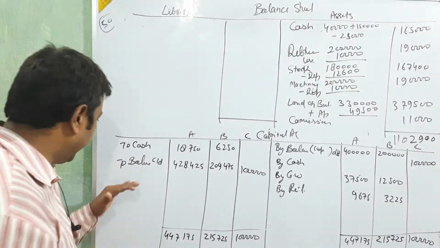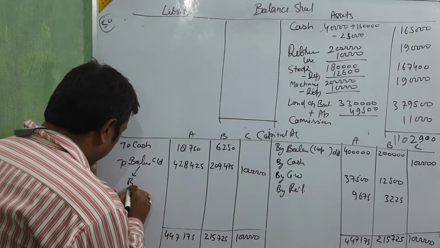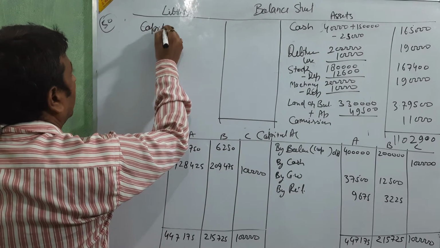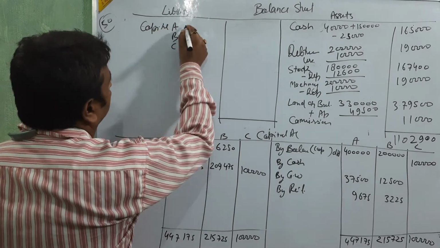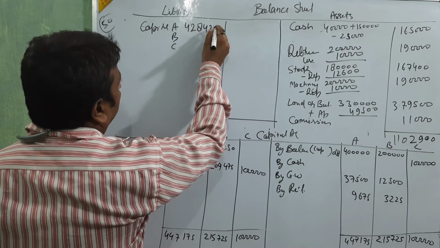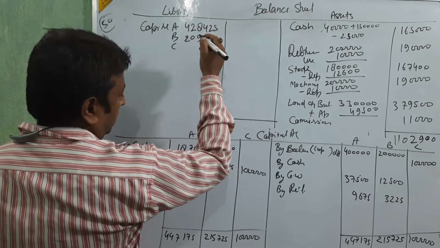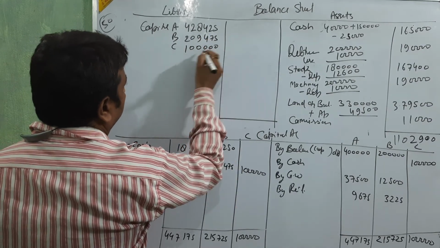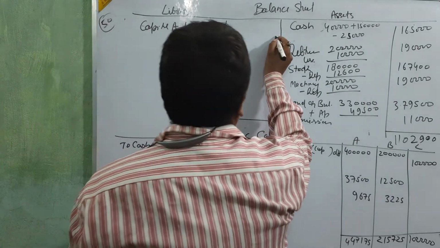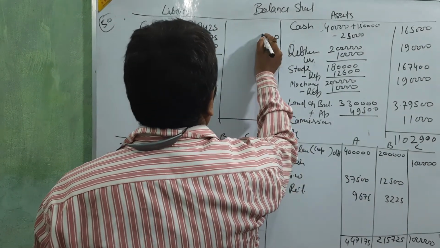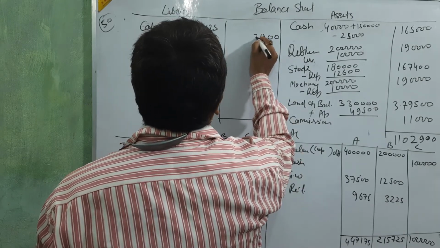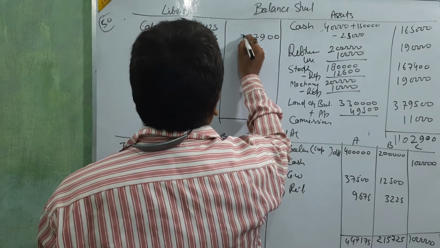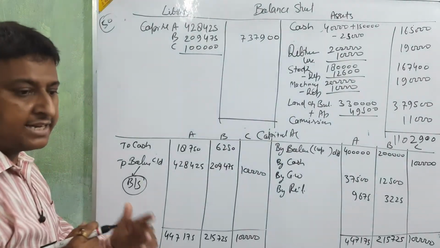In the liability side, first we are going to show the capital, and this capital we show on the balance sheet. Just show the capital of A, B and C, and then take the total. Next, is anything else given?